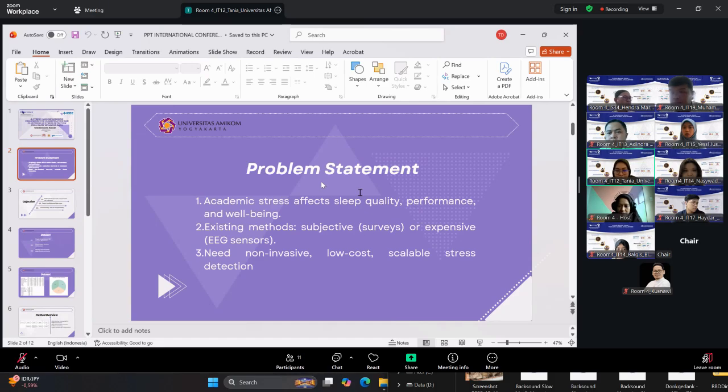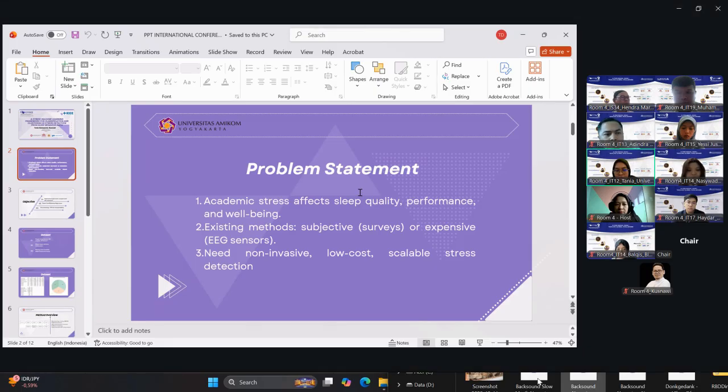Devices such as EEG or ECG. So we need a scalable, low-cost, and non-intrusive method that uses easily collected data from sleep behavior. To address this issue, here is our research objective.